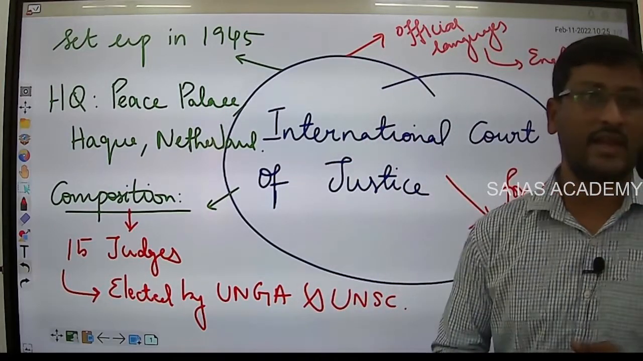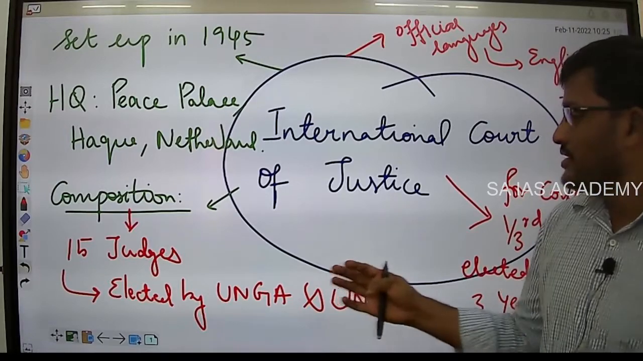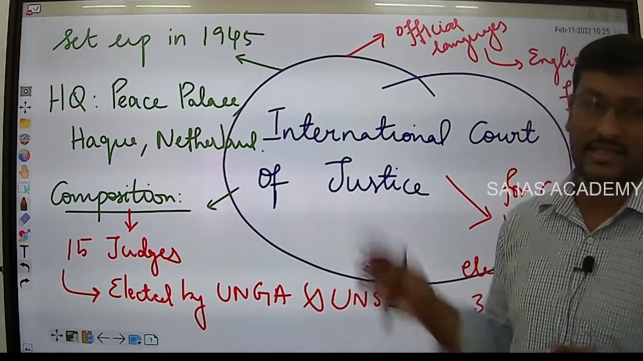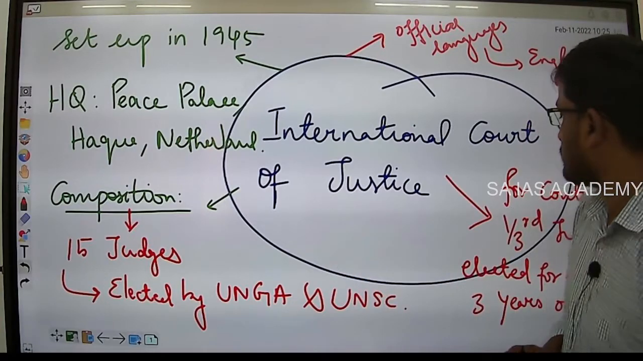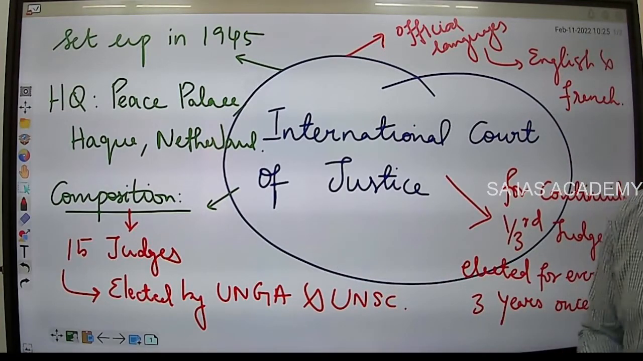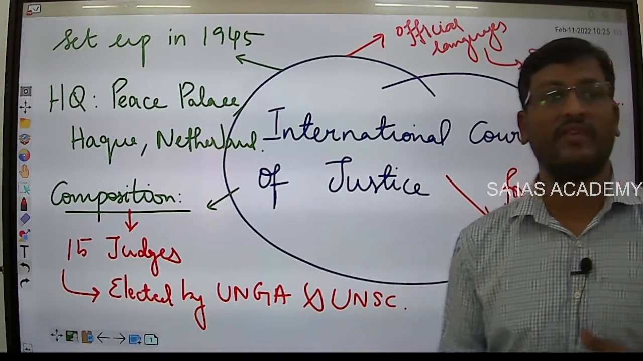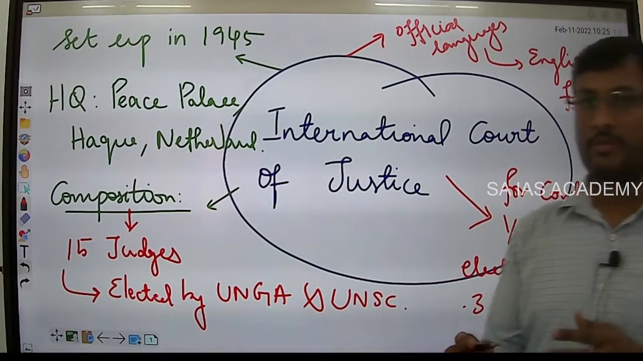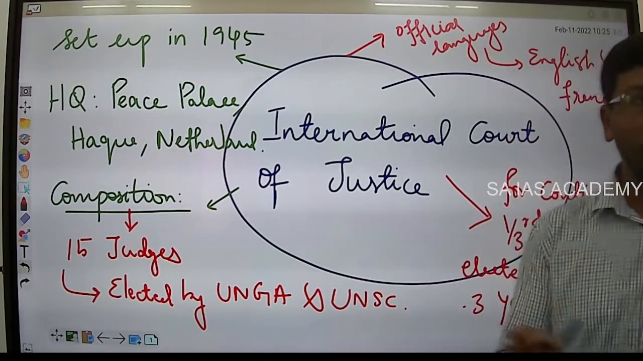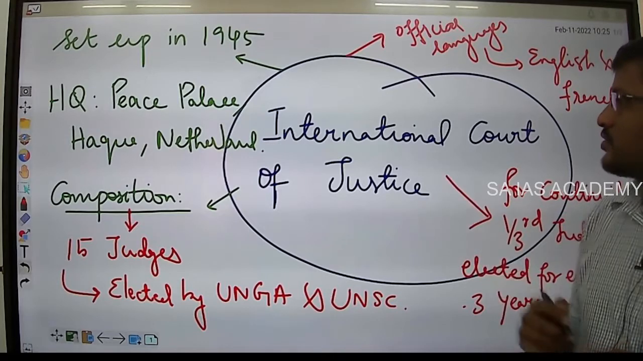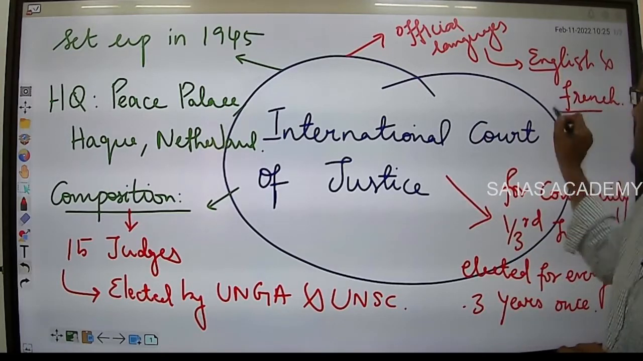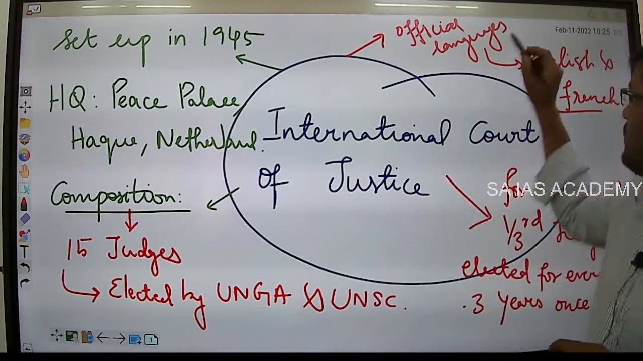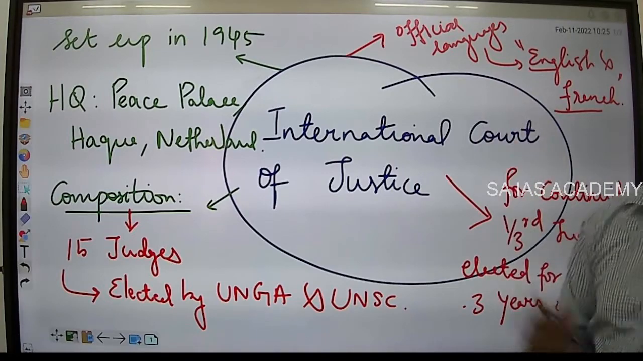How are these judges elected? The General Assembly and the Security Council vote for these 15 judges. For continuity, one third of the judges, that is 5 judges, are elected once every 3 years. The official languages of the International Court of Justice are English and French. These are the dominating languages around the world, and that is why these two languages are fixed in that court.